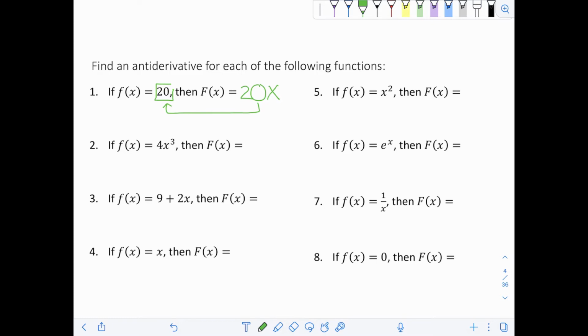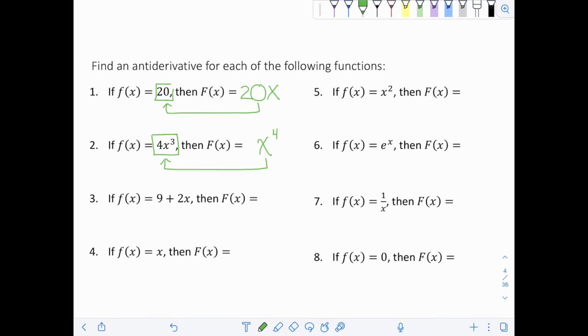Let's look at the next one. We want to think about what would create a derivative of x cubed. Well, we know when we take the derivative, your exponent goes down by 1. So that means it would need to be x to the 4th. And now if we check it, if you take the derivative of x to the 4th, that's 4x cubed, which means we found our answer.